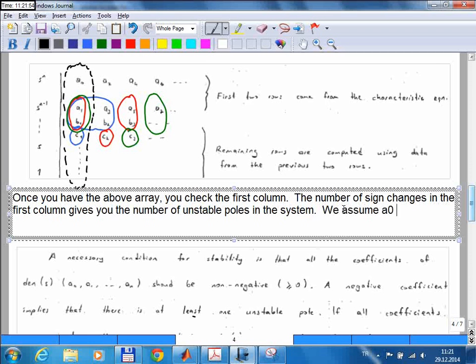We assume A0 is positive, greater than 0, and see below for that. Then all the numbers in the first column should be positive.